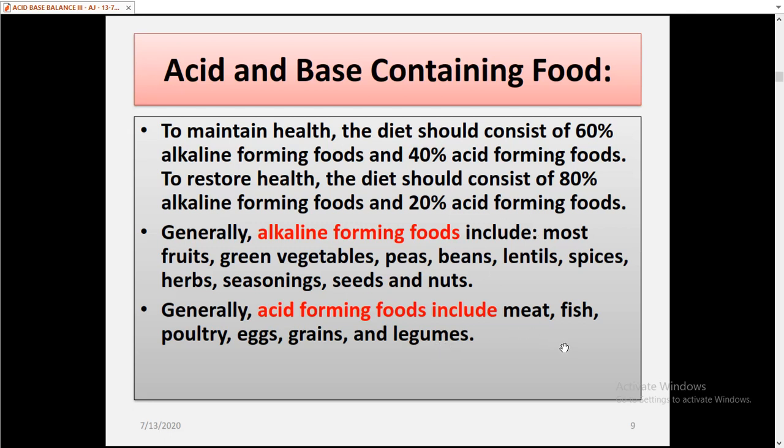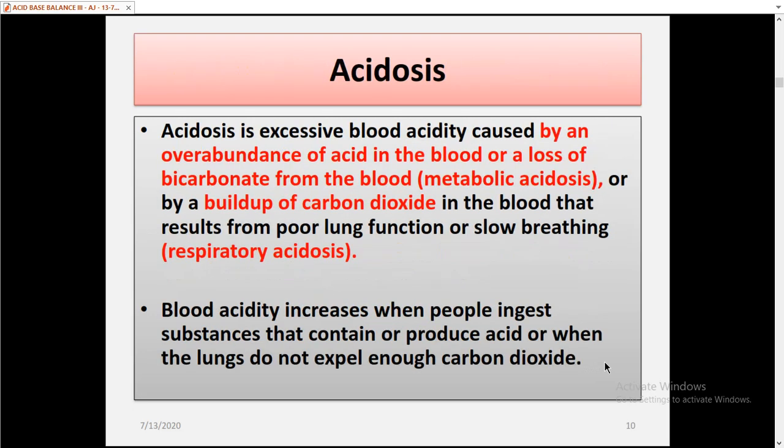To restore the health, the diet should consist of 80% alkaline forming foods and 20% acid forming foods. So, what is acidosis? Acidosis is excessive production of acids in the blood. It could either be due to an overabundance of the acid in the blood, or due to loss of bicarbonate from the blood, or due to a buildup of carbon dioxide in the blood. All these three reasons can lead to acidosis.